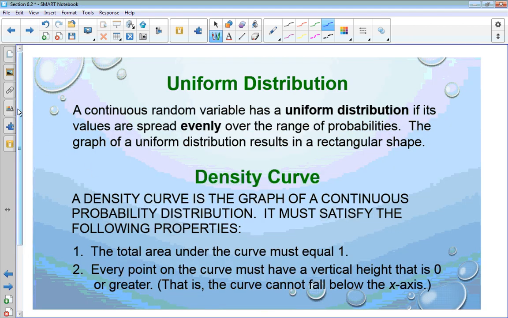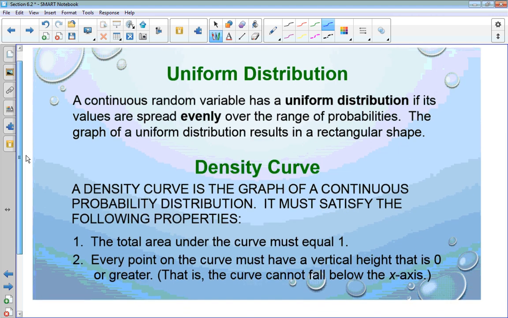So we also have something called a uniform distribution. A uniform distribution is where there really isn't any change or very little change in the values. They're evenly spread over all the probabilities. For example, if I were to have a distribution of rolling a die, we all know that each side of the die has a 1/6 chance of being the number that's rolled. So I would have a uniform distribution with the numbers 1, 2, 3, 4, 5, or 6, and that distribution would all be the same, 1/6 of the probability.